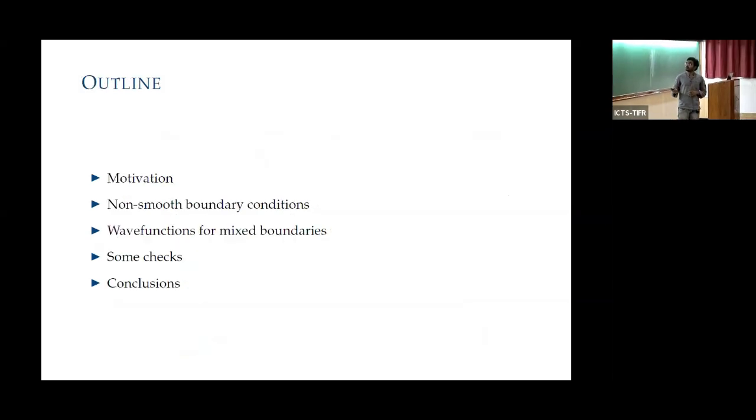The broad outline of my talk is as follows. I will begin with a setup of JT gravity and motivate the problem that we want to study, which will be related to studying JT gravity in the presence of non-smooth boundary conditions. I will explain what kind of boundary conditions I'll be interested in today. Once I make clear this set of boundary conditions, we will try to compute the wave functions of JT gravity with these kinds of boundary conditions. Having done that, I will present some checks on these wave functions and end with some conclusions.